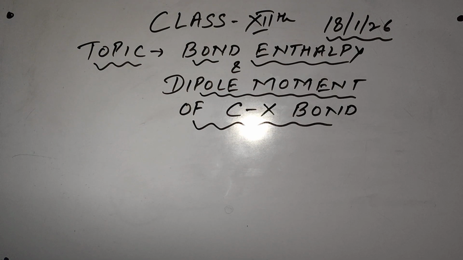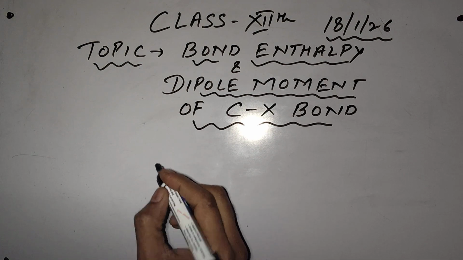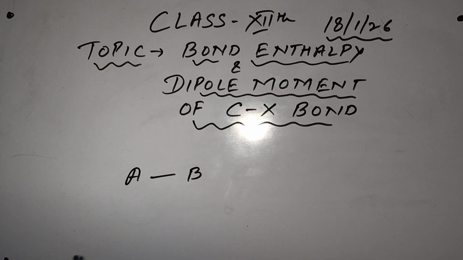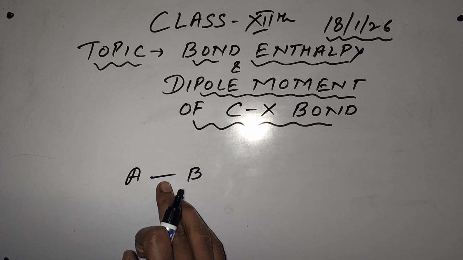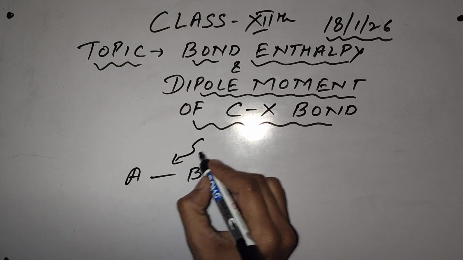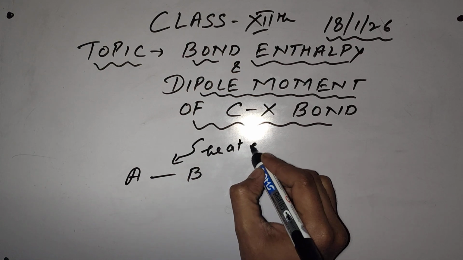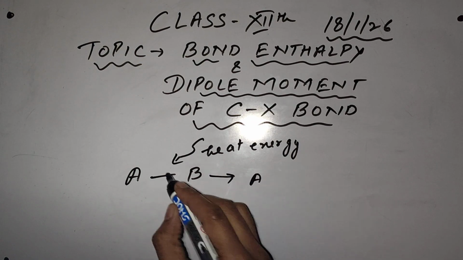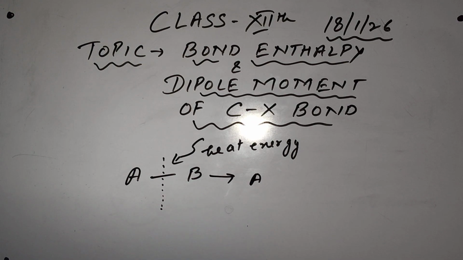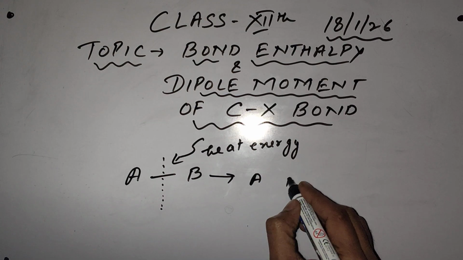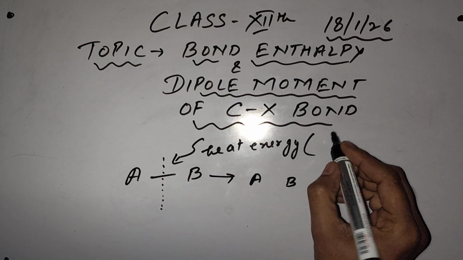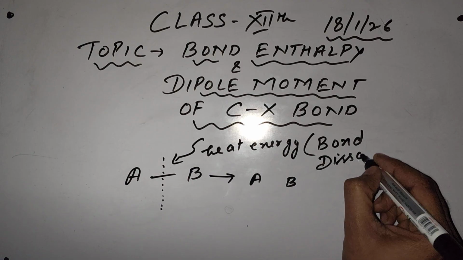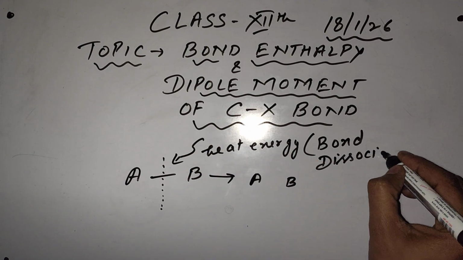First we need to understand the meaning of bond enthalpy. Suppose we have a covalent bond between two atoms A and B. Obviously, to break this bond, we have to supply some heat energy, due to which the bond will break. The heat energy which we supply to break a bond is known as bond dissociation energy, or we can call it bond enthalpy.